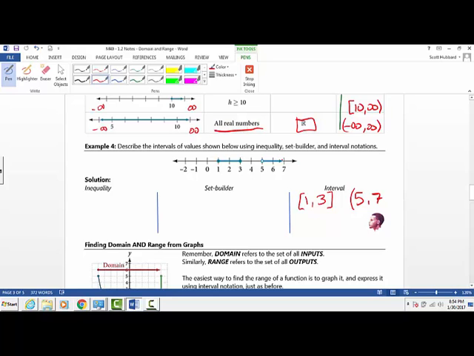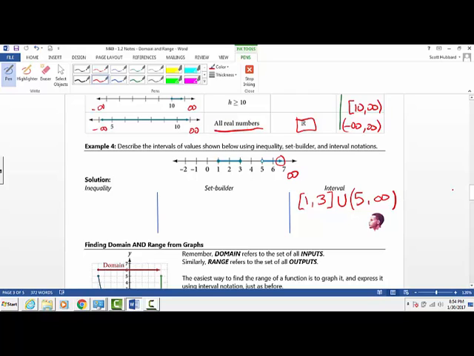And this is going to go, oh, sorry, it goes past 7. So that would be infinity, actually. Sorry about that. This arrow means it's going farther, so it's more. That's why it goes to infinity, and that's why it's an open parenthesis right there. Let me make that right. And because there's two intervals, we union them, like that. Okay?